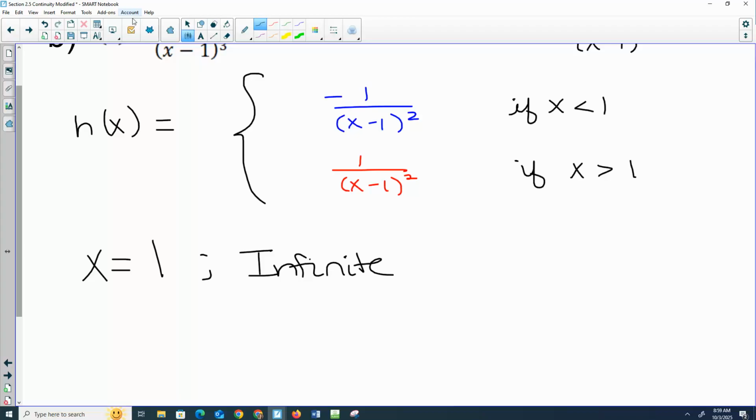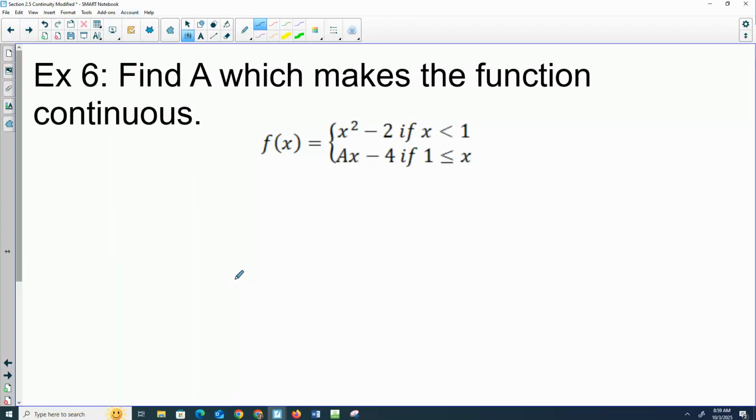All right. Let me ask this question. I want to find a value of a so that this function would be continuous. If it's continuous, what's true about these pieces? They match up. Okay, where is the breaking point? Where's the point where I would be worried about them not being continuous? When x is 1, because that's where I break from one piece to the next.